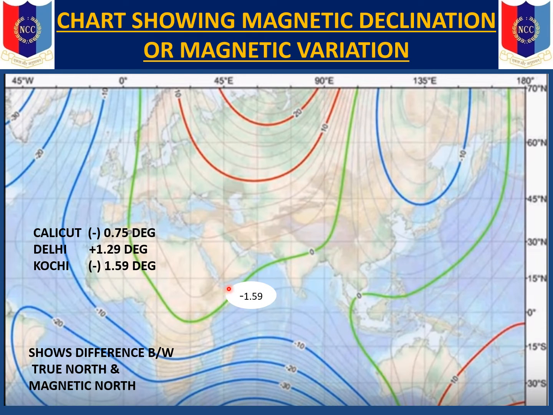Now here, minus 1.59 degrees is for a place in Kochi, and plus 1.29 is a line approximately taken between 0 here, and now these lines show a variation of 2 degrees. So this is 2, 4, 6, 8 and 10. So it is somewhere Delhi is placed here somewhere in the middle, so it is taken as plus 1.29.